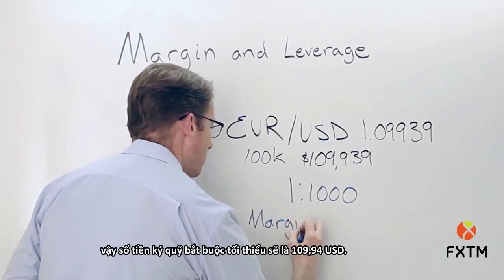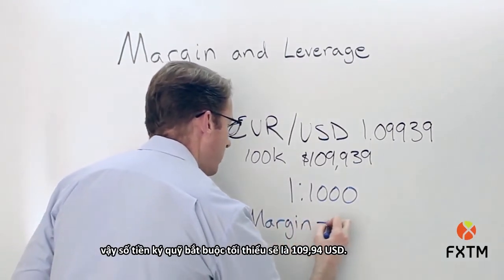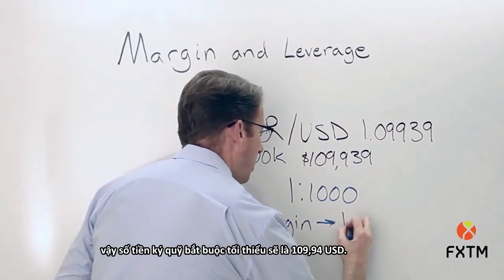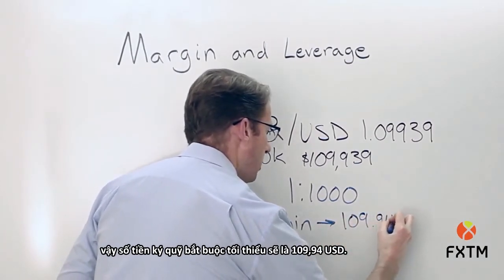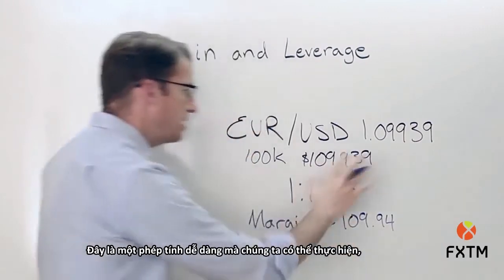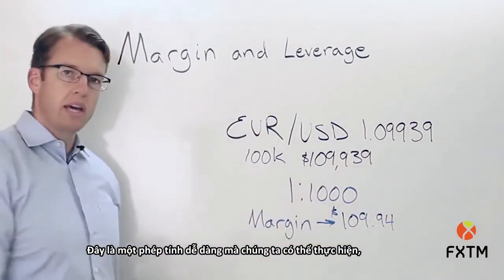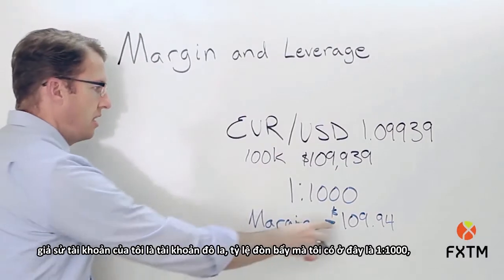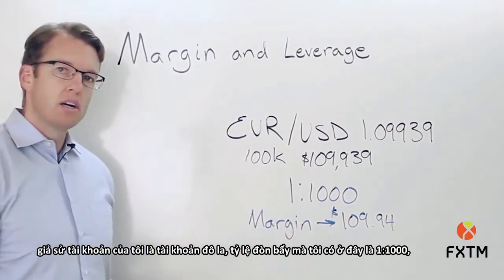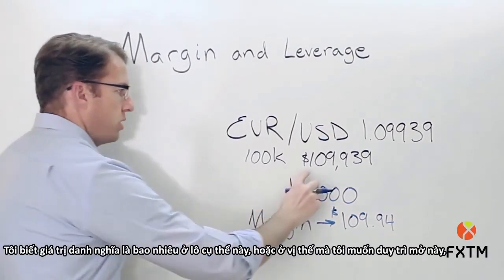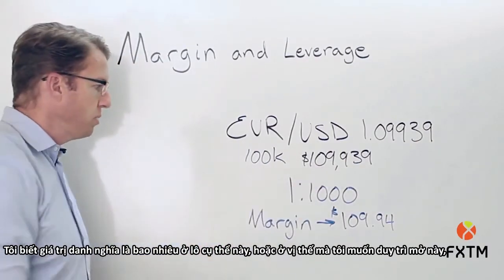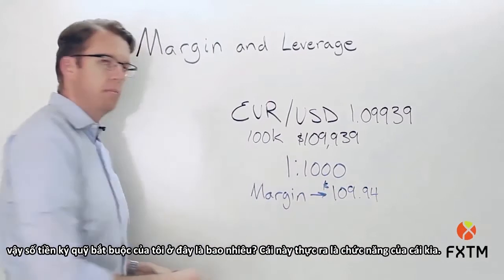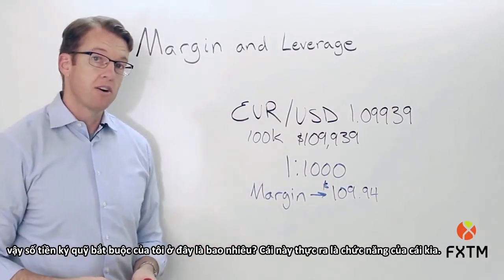So the minimum margin required is going to be $109.94. This is an easy calculation to walk through: assuming my account is denominated in dollars, I have a leverage ratio of 1 to 1,000, and I know the notional value of the position I want to hold open, what's my margin requirement? So one is really a function of the other.